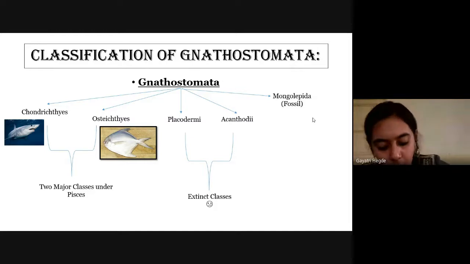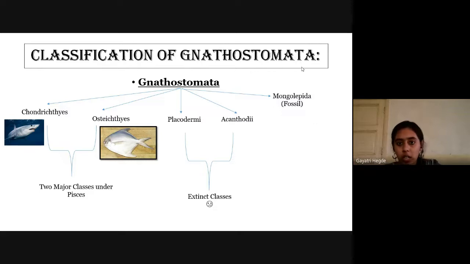Now in classification of Gnathostomata, the surviving, living classes are only two. In Gnathostomata, we are talking about superclass Pisces. Okay, in Pisces, these two classes are the only living classes, meaning these classes have organisms which are still existing, they are living. Whereas Placodermi and Acanthodii are all extinct classes.